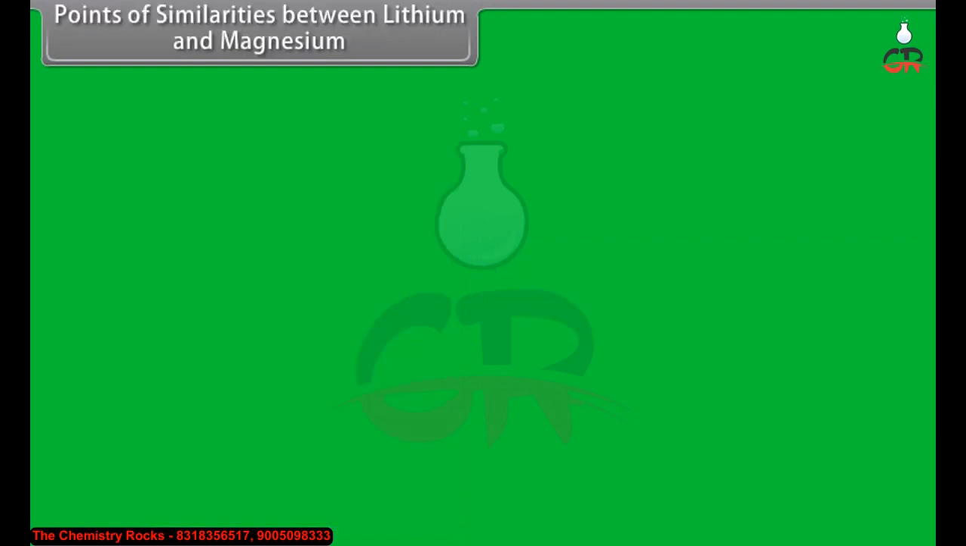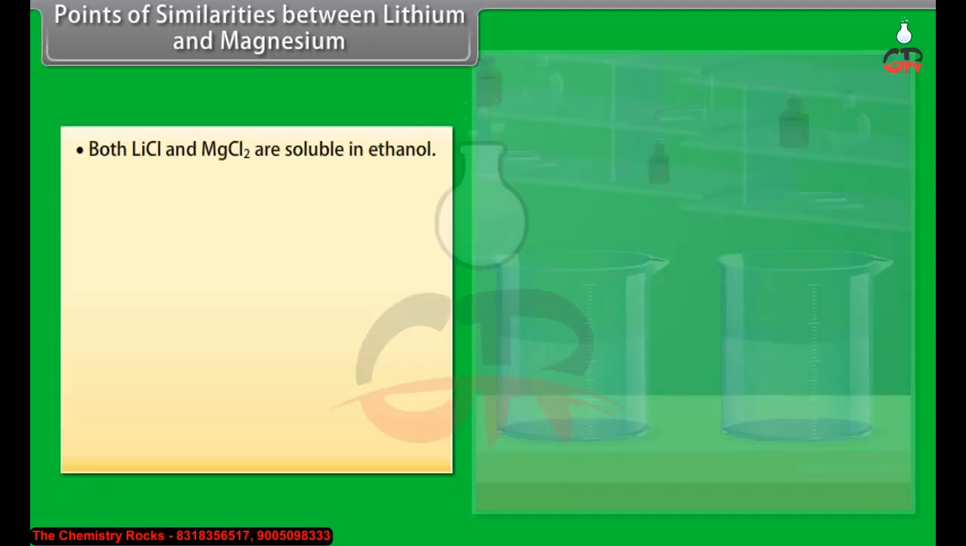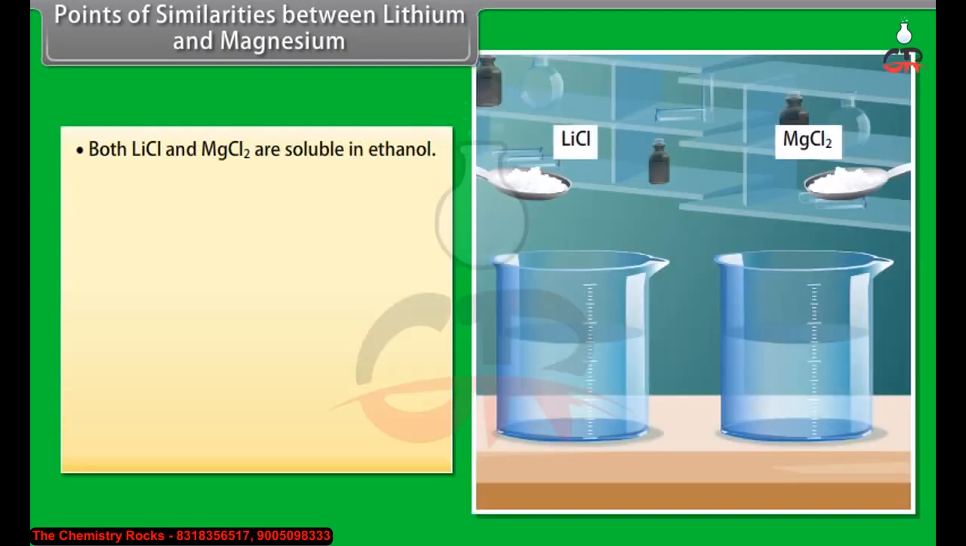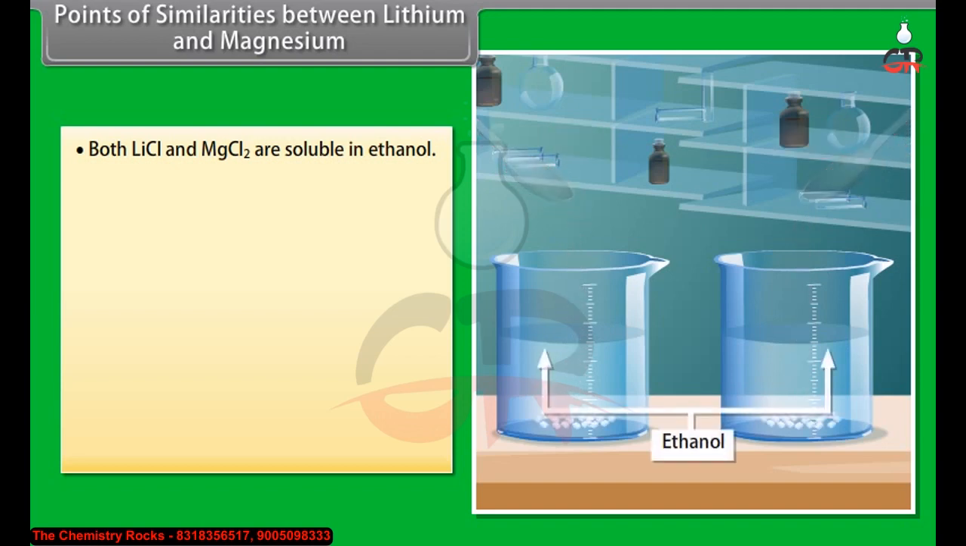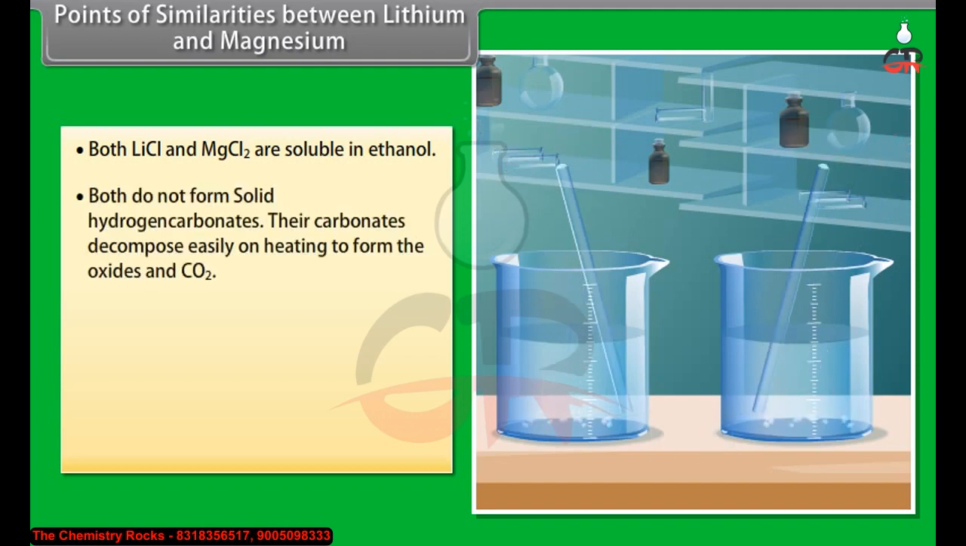Points of similarities between lithium and magnesium. Both LiCl and MgCl2 are soluble in ethanol. Both do not form solid hydrogen carbonates. Their carbonates decompose easily on heating to form the oxides and CO2.